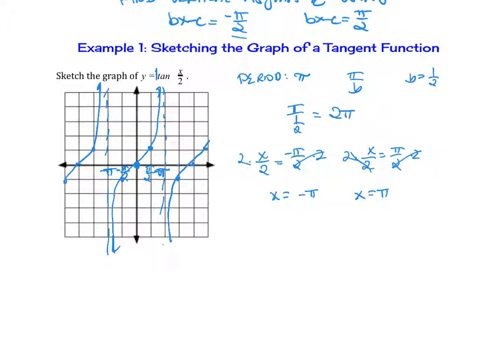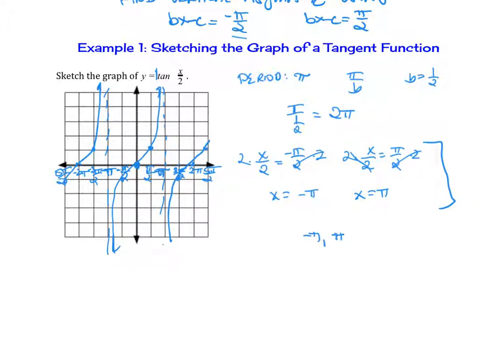So this is pi, this is 3 pi over 2, this is 2 pi, and then 5 pi over 2. And then it goes to the left: negative 3 pi over 2, negative 2 pi, and negative 5 pi over 2. Now it's up to you. You can always solve for the interval this way.